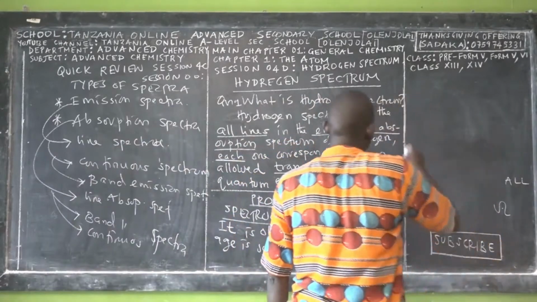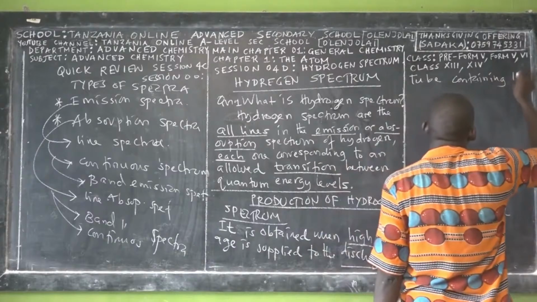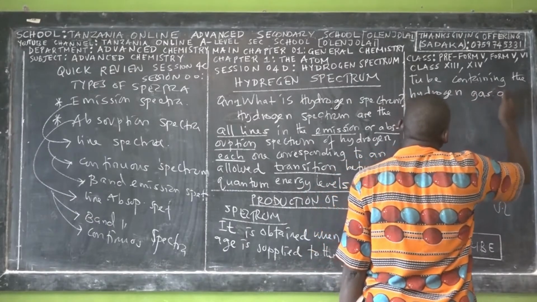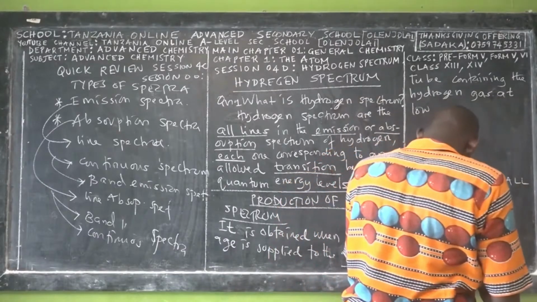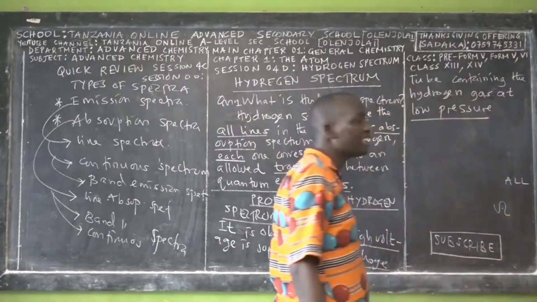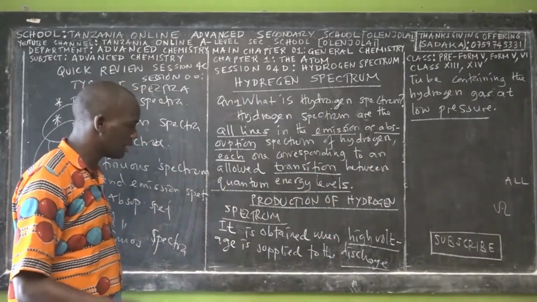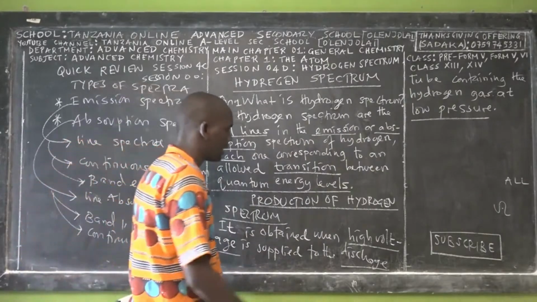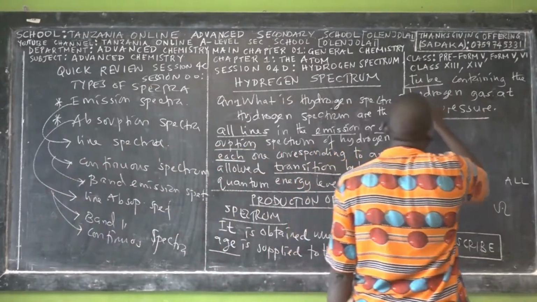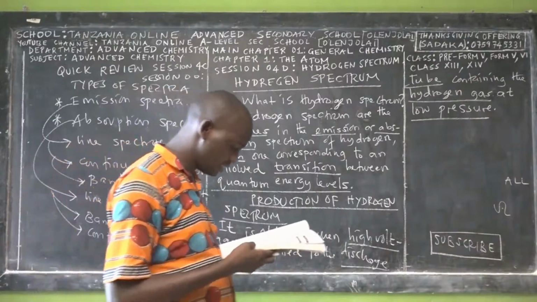to the discharge tube containing hydrogen gas at low pressure. This is one of the methods by which we can produce or obtain the hydrogen spectrum. Simply, we allow high voltage into the discharge tube containing hydrogen gas at low pressure. This results in the formation of bright light.